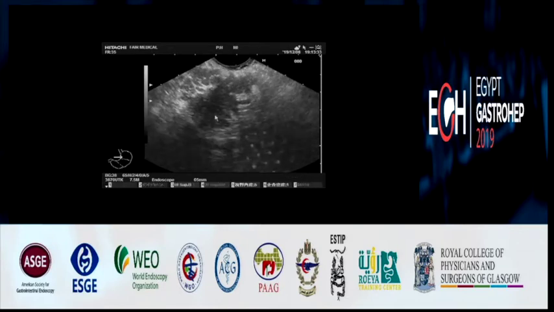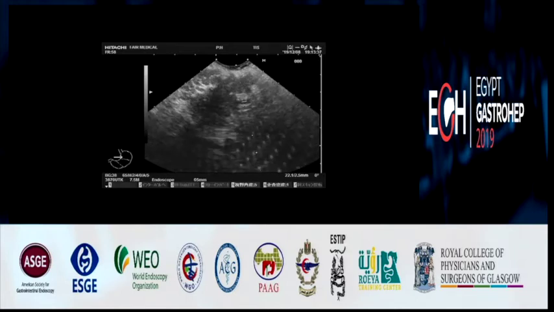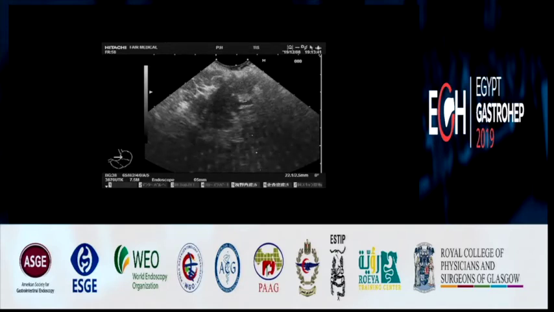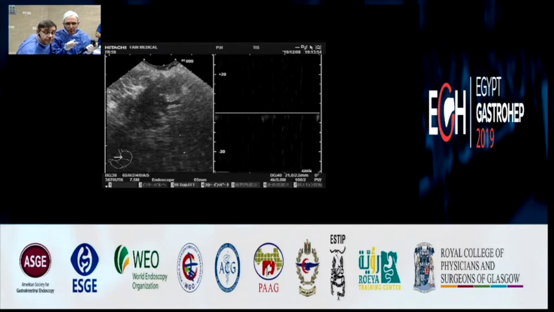So this is pulsed Doppler? Yes. Maybe it's a vessel, right? Yes, it's a vessel. You can appreciate there is some pulse. You cannot hear it, but you see the image.